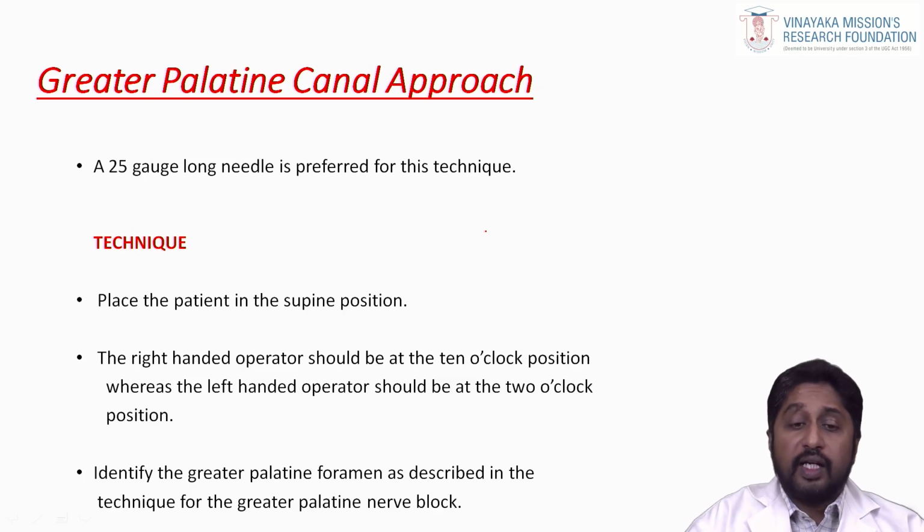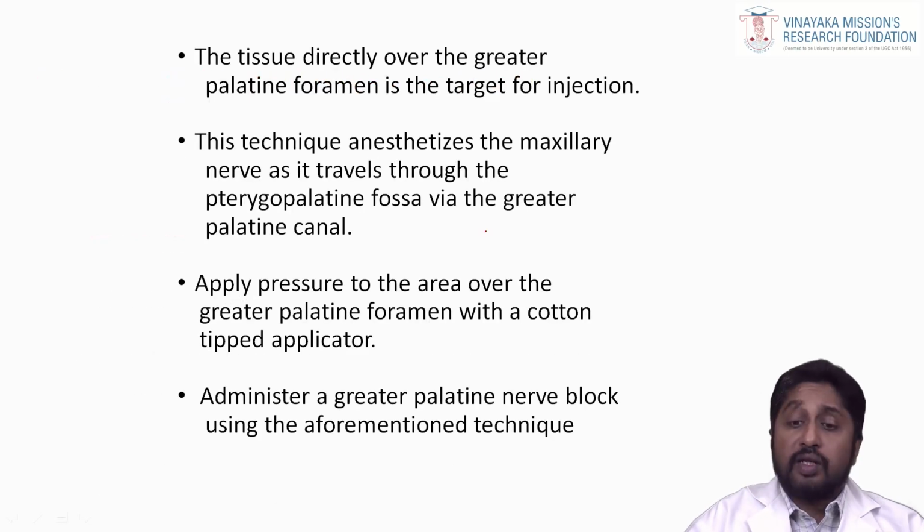Now this is called the greater palatine canal approach. This is used with a 25 gauge needle. The technique is to place the patient in a supine position. The right-handed operator should be in the 10 o'clock position, whereas the left-handed operator should be in the 2 o'clock position. Identify the greater palatine foramen as described in the technique for the greater palatine nerve block. The tissue directly over the greater palatine foramen is the target of the injection site.